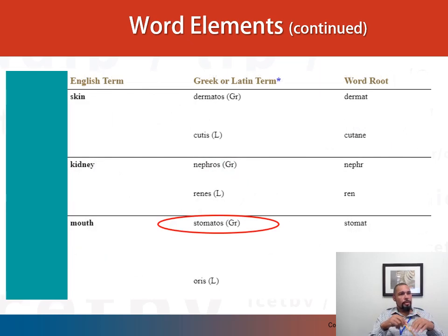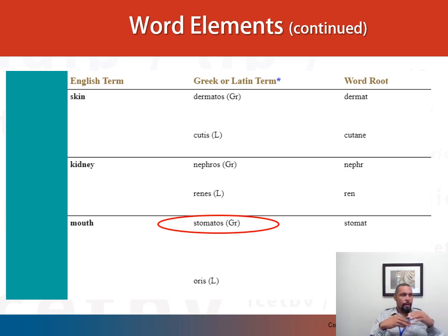Here's this chart, you will see it in your books. It's very informative. It'll help you see the English terms. So we'll start from the top, the skin, okay? The Greek or Latin term for skin is dermatos. The word root is dermat. So for example, dermatitis. You can see how it's kind of falling together.